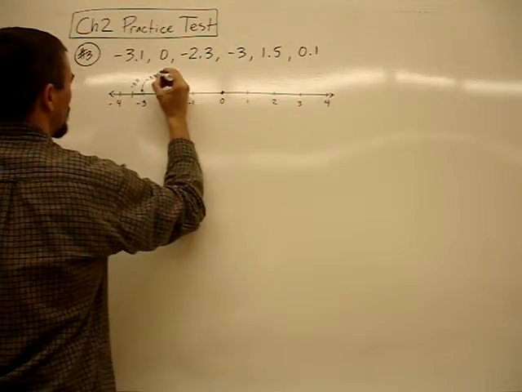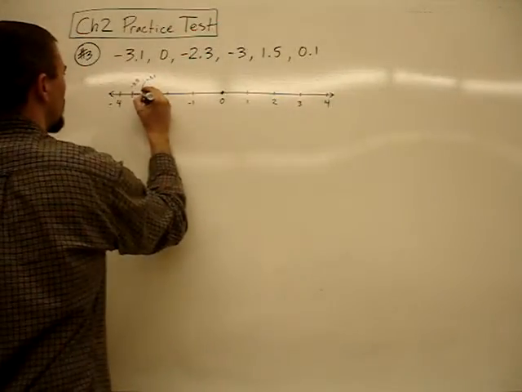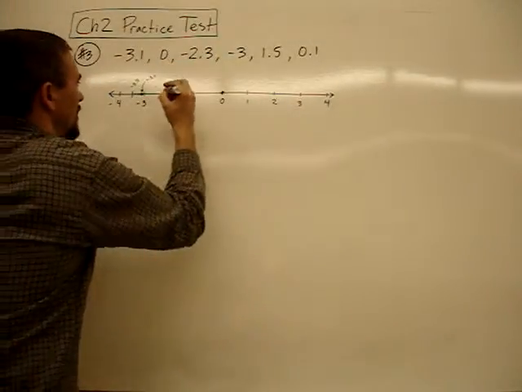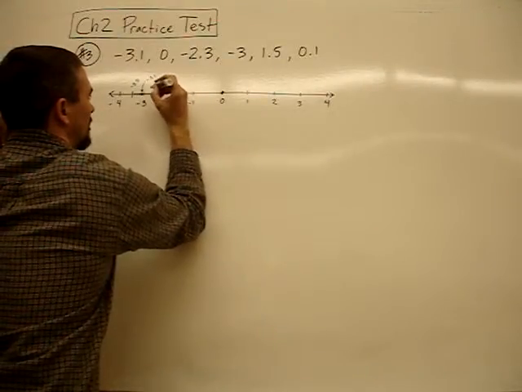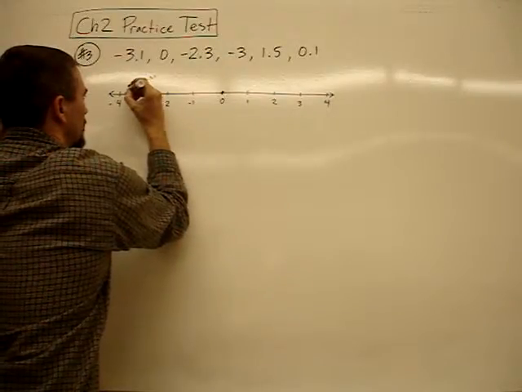Negative 3.1. And so let's put a little dot. Negative 2.3, same thing. Negative 2 is here. So if we cut this into 10 little parts, which is kind of what I did here, but I didn't finish. Maybe the other side.